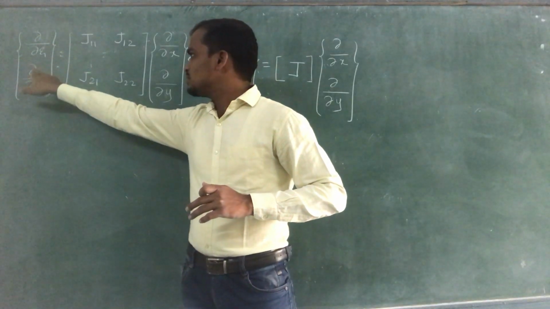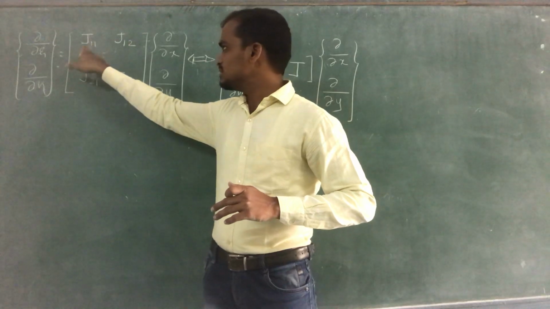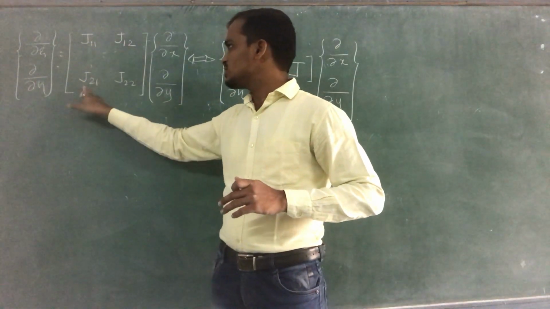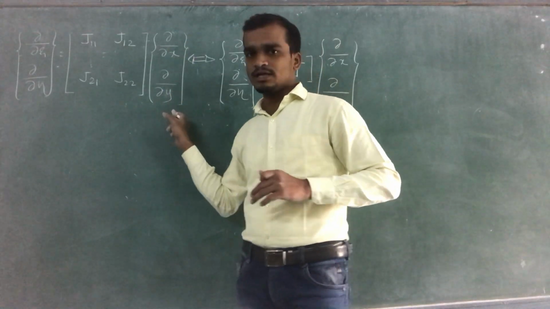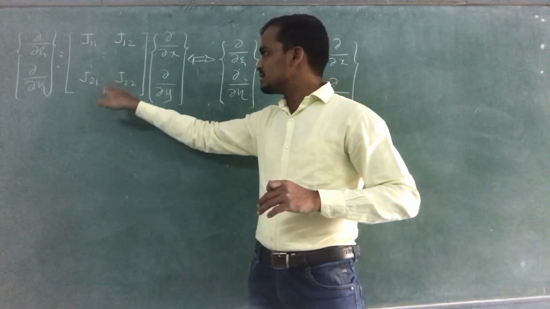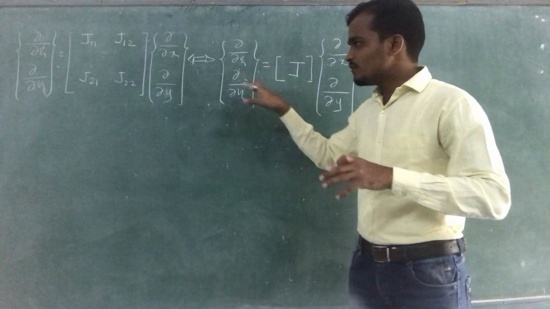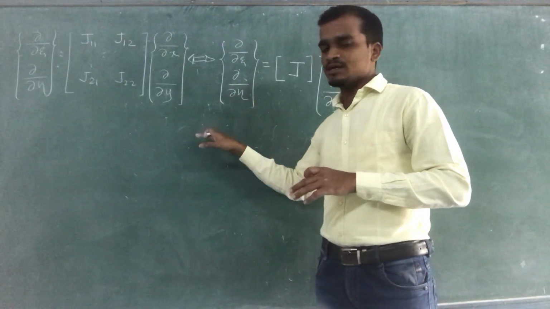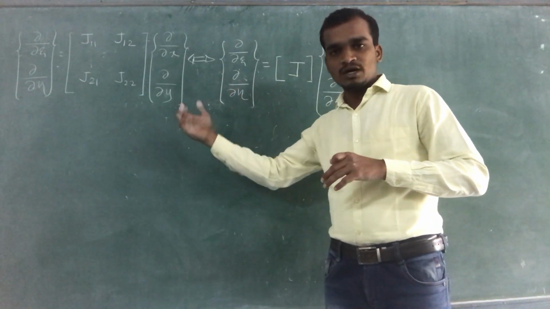∂/∂η is equal to this Jacobian matrix, which includes these four terms J11, J12, J21, J22, into ∂/∂x, ∂/∂y, this vector. Simply, we have written this matrix as a J matrix. So here we have derived our equation to get the elemental stiffness matrix for the isoparametric element.